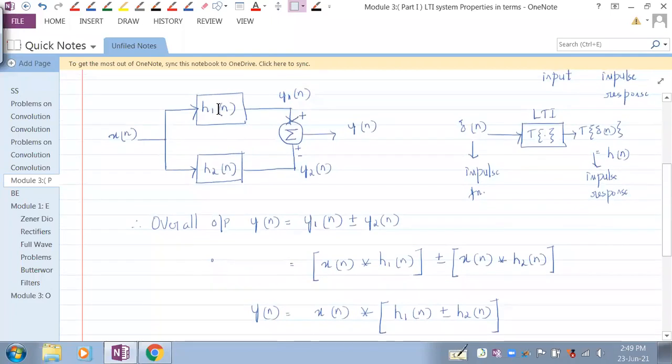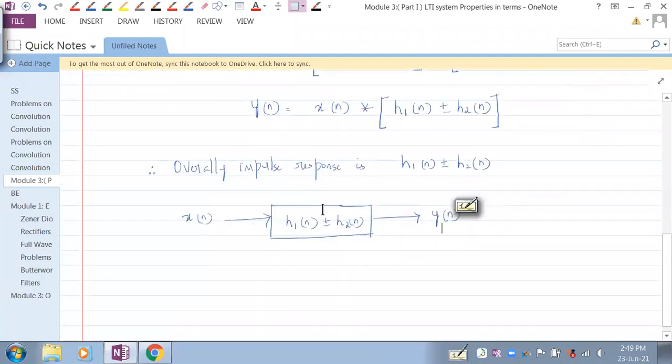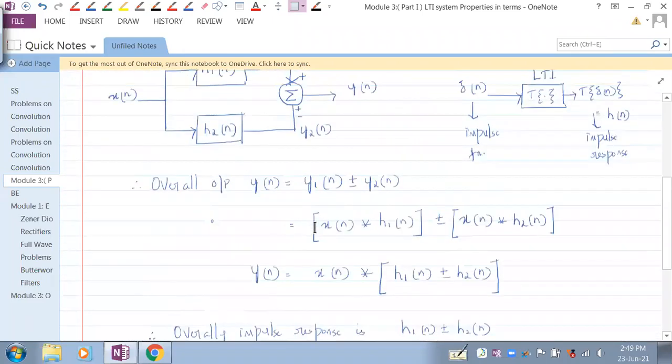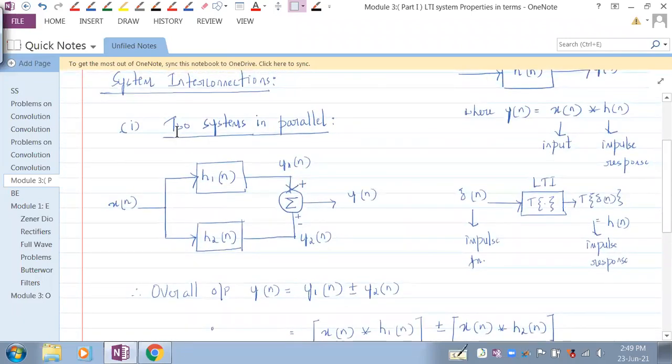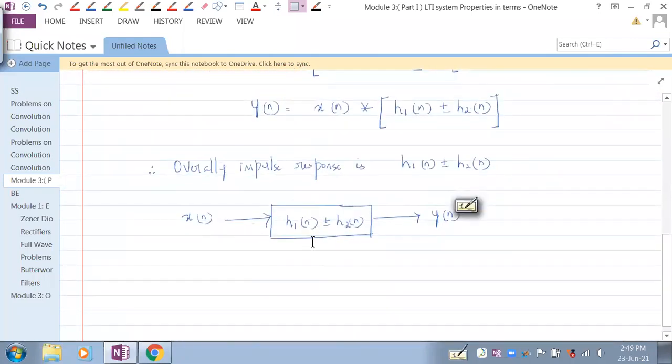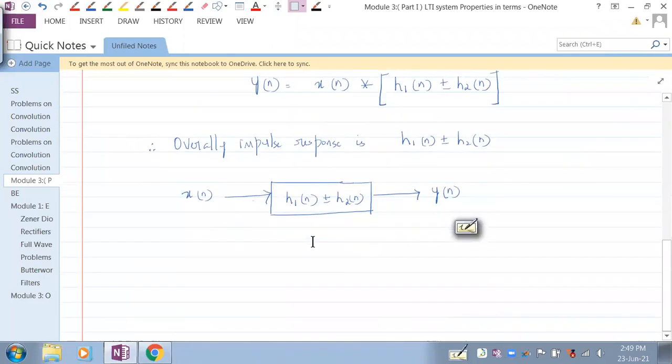So if you have two systems in parallel, then we add the impulse responses of these two systems, and that would be the impulse response of the overall system. Understand? This is what is going to happen if you have two systems in parallel. A parallel connection is as good as saying this.